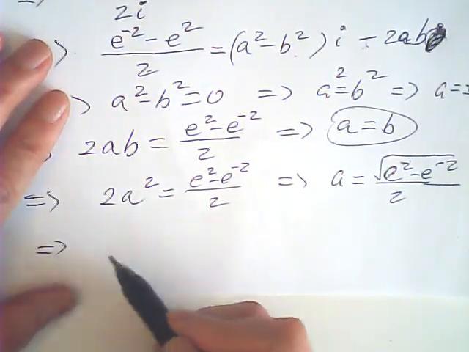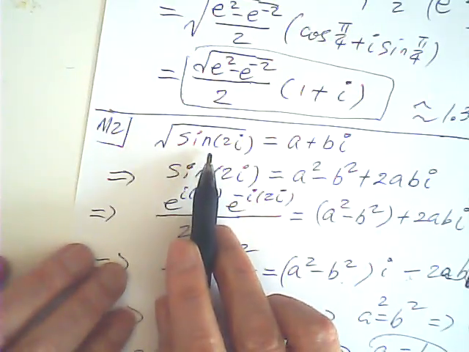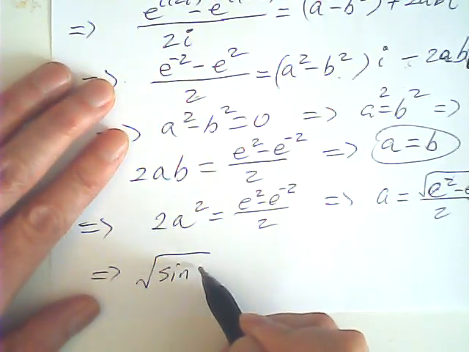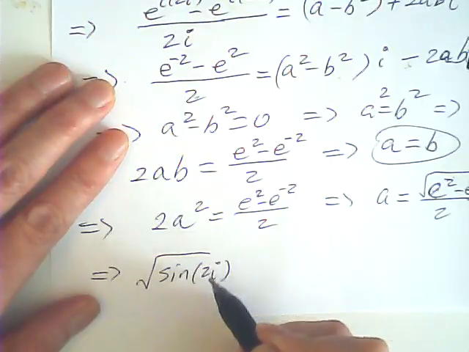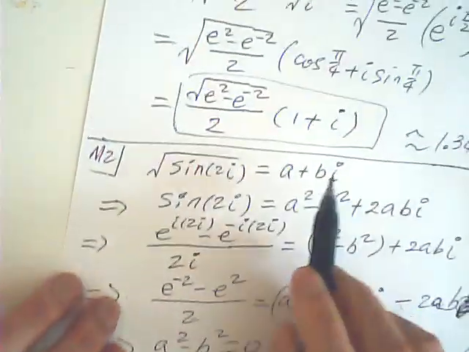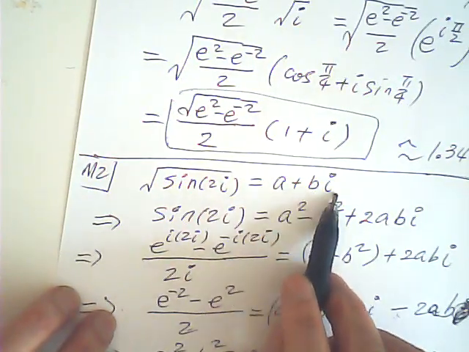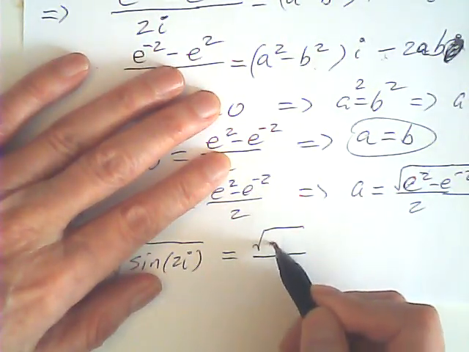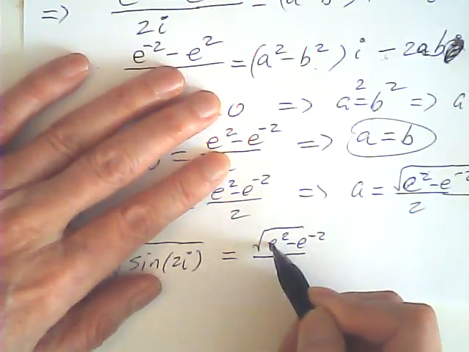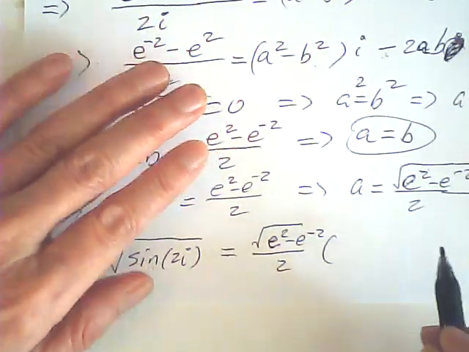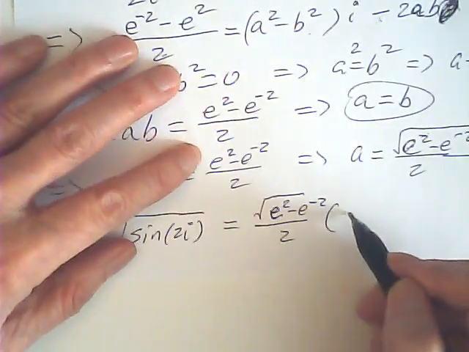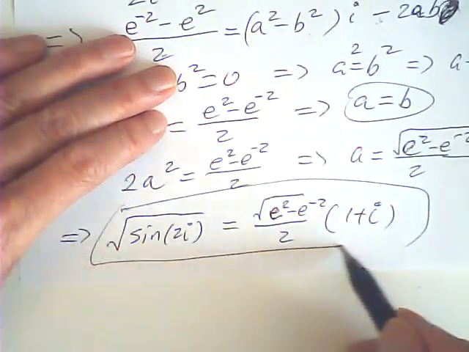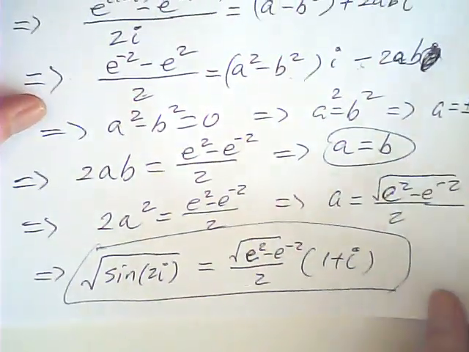Therefore, square root sine 2i is equal to A plus Ai. A is this. A and B are the same, right? All right. I find that the result is the same as method 1.